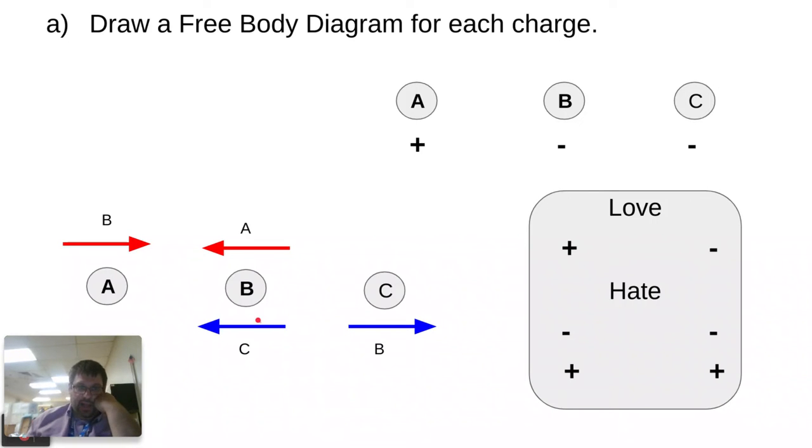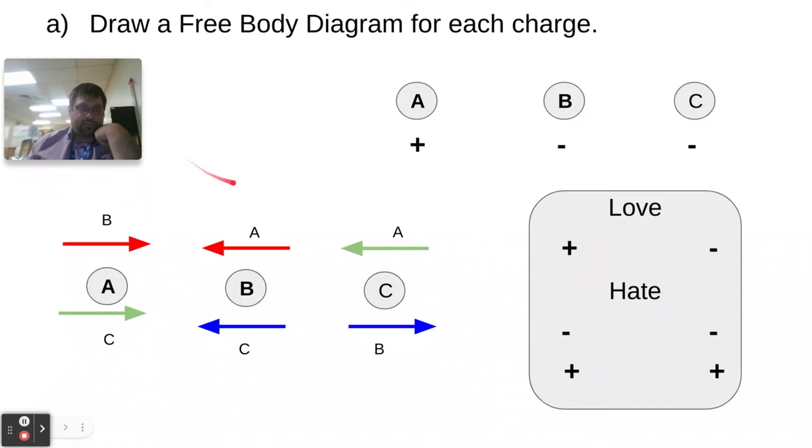The next combo we have is B and C. B is negative, C is negative. They hate each other. So B is getting pushed away by C, and C is getting pushed away by B. And the last combo we have is A and C. A is positive, C is negative. They love each other, so they want to go towards each other. And once again, you can see the three sets of arrows, the three different colors, for the combos of letters that we have. What we're going to start doing now is calculating how strong these are.